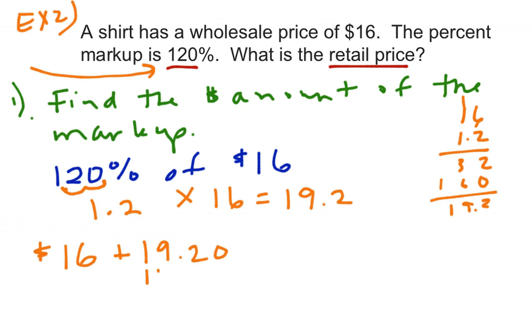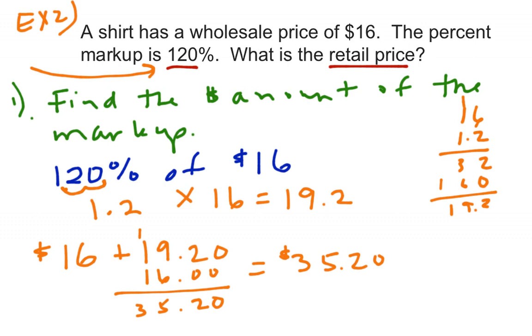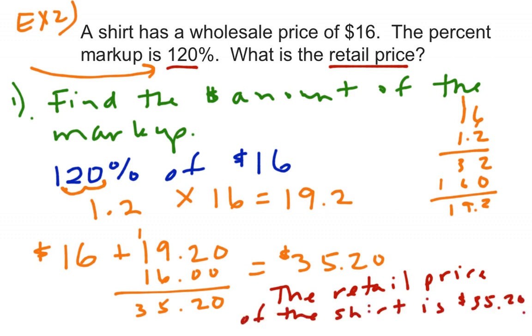And if I add those vertically, I get $35.20. And if I answer my question with a whole sentence, we would say the retail price of the shirt is $35.20. So that's what I've written in red here.